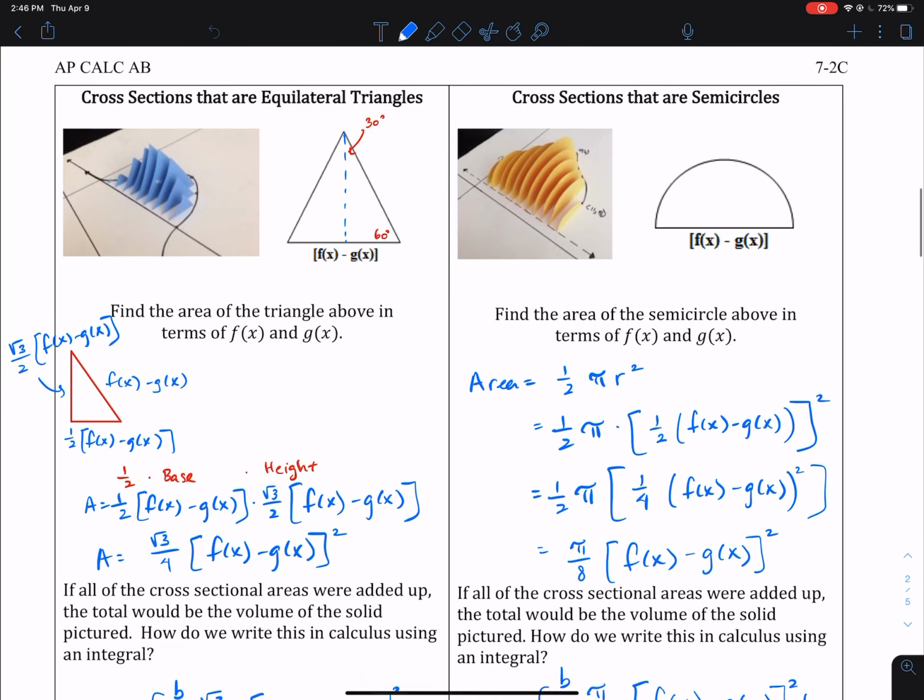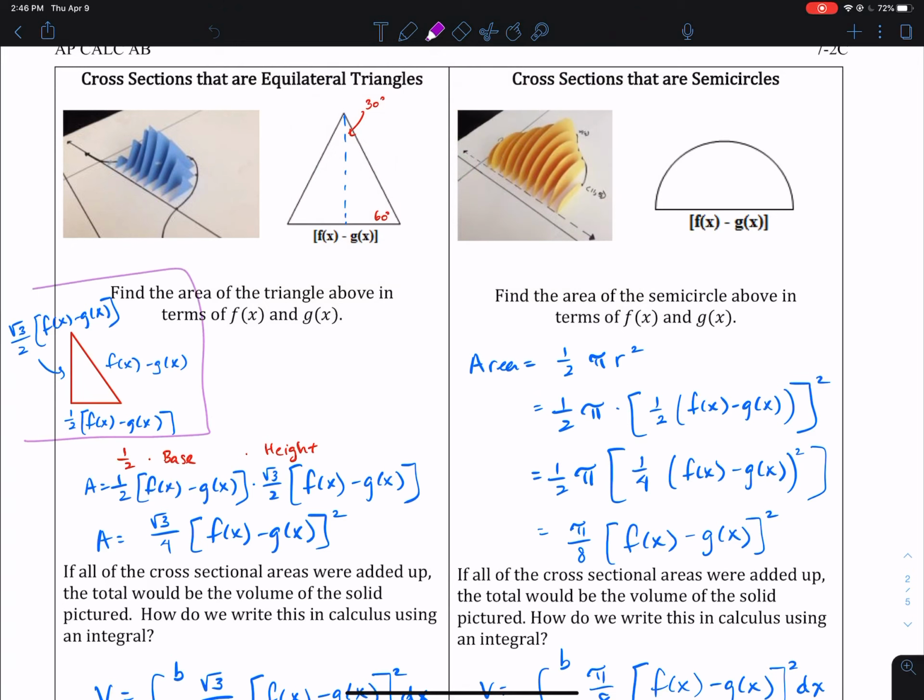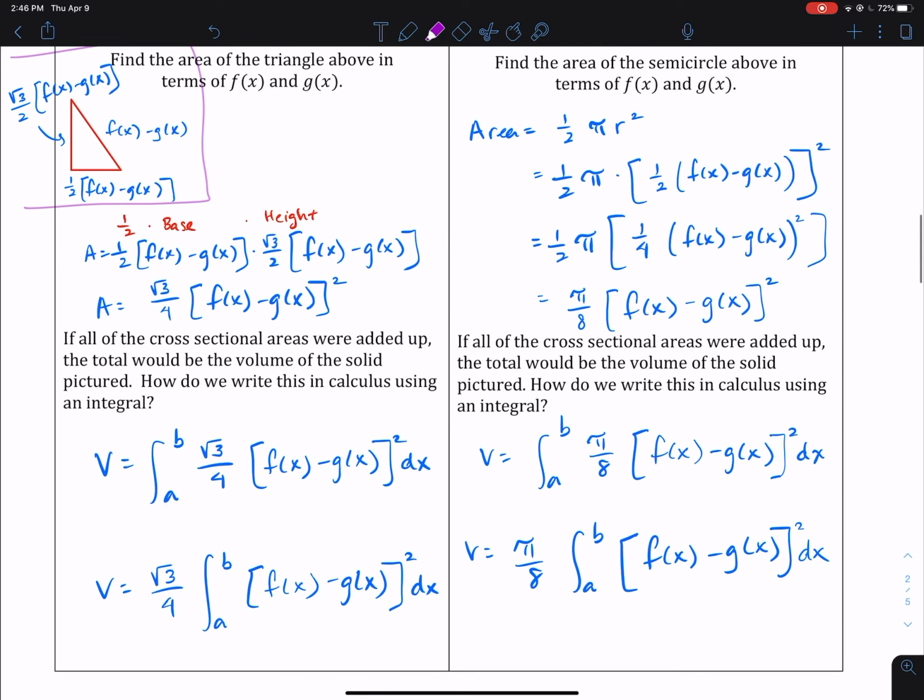And so on the left side here, I kind of drew out, let me put that in purple actually. All right. So your height is square root of 3 over 2 times f of x minus g of x, because your base for that 30, 60, 90 triangle is half times f of x minus g of x. Okay. So there's a work for the area of the equilateral triangle there.